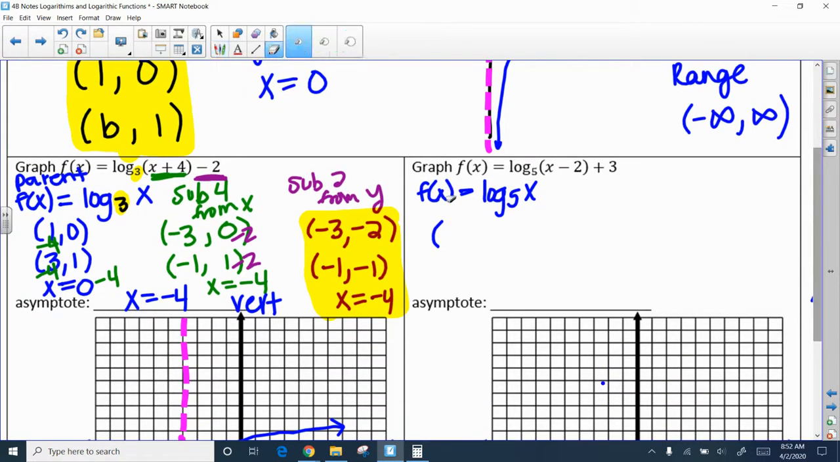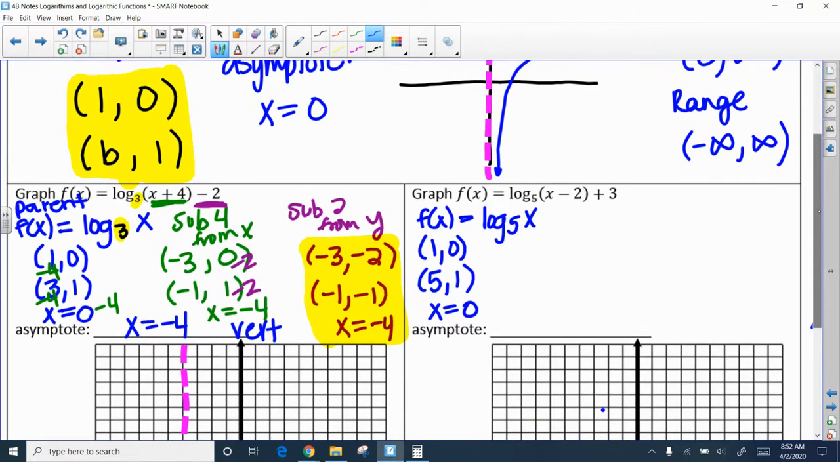So my points that I'm using are 1, 0. And this time the base is 5, so the other point is 5, 1. And my asymptote is x equals 0. So remember, vertical line, so it's x equals. All right, now let's do our transformations.